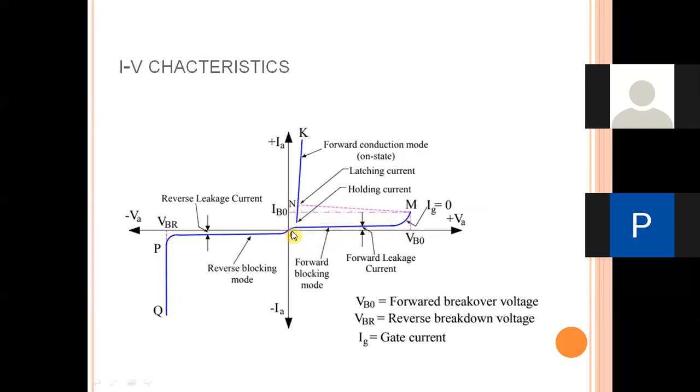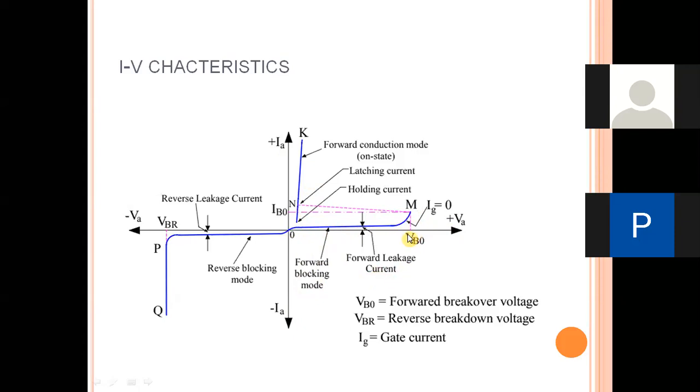So from this point O to this particular point M, the device is considered to be in the forward blocking mode. In the IV characteristics of an SCR, the blocking mode is represented from this point O to this particular point M. You are going to get a straight line parallel to the axis as you further increase the voltage: 20 volts, 30 volts, 40 volts, 50 volts, 60 volts, 90 volts, 100 volts, like that.